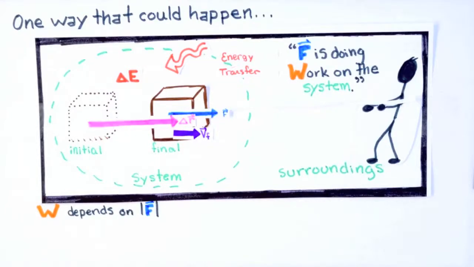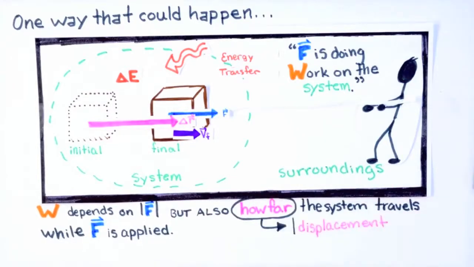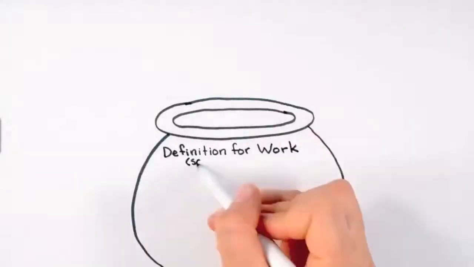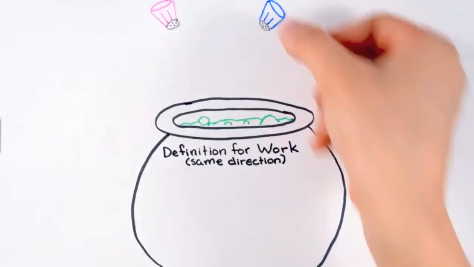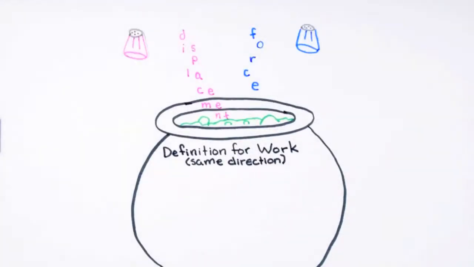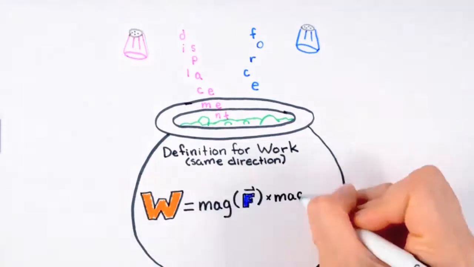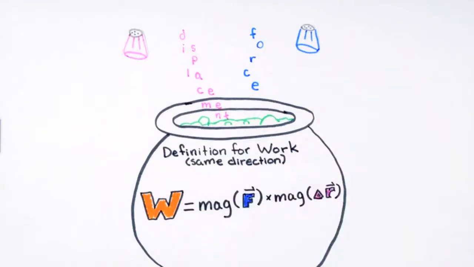But that's not the whole story. The work will also depend on how far the system travels while the force is applied to it. That how far is specified by the magnitude of the displacement. So the definition for work needs to include both of these ingredients. In this particular example, where the force F is in the same direction as the displacement delta R, we can write the work as the magnitude of the force times the magnitude of the displacement.